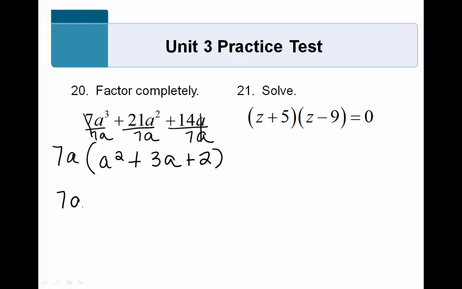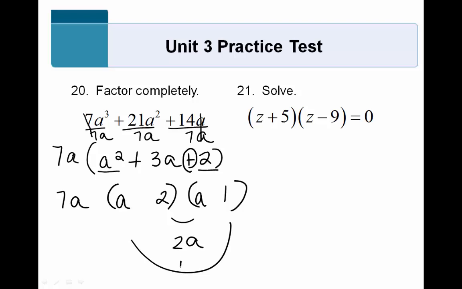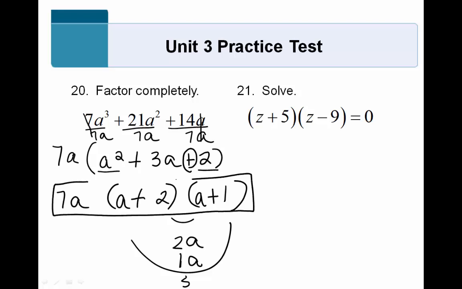Now we'll factor the trinomial. Notice both signs will be the same. A times a is a squared. Factors of 2 are 2 and 1. 2 times a is 2a. A times 1 is 1a. Great. It adds up to 3a. Both positive. So we have 7a multiplied by a plus 2 multiplied by a plus 1.